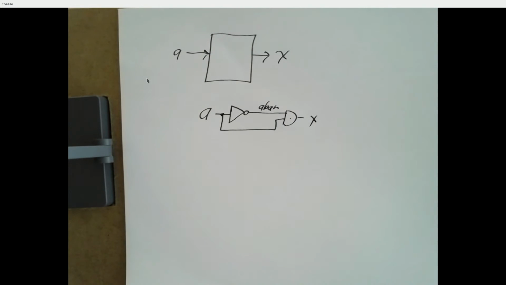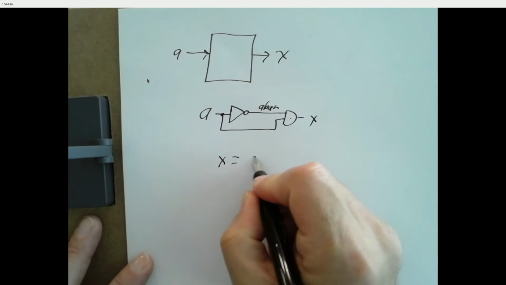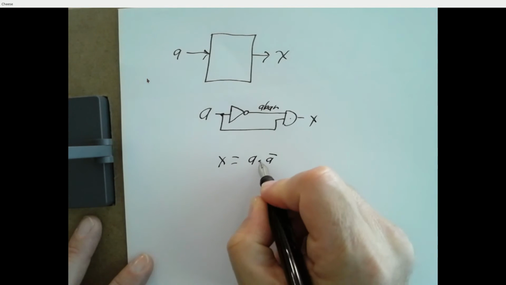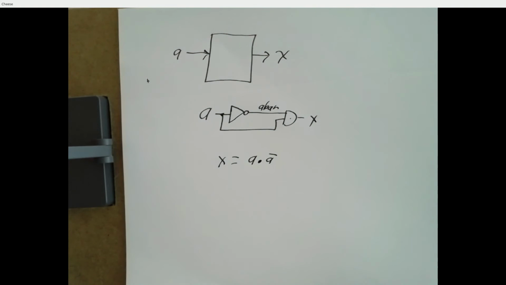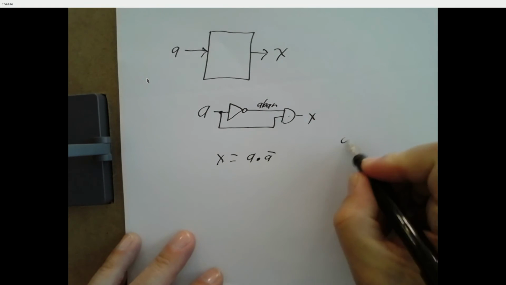So here's what the circuit looks like that we're defining in Verilog. A goes in, x comes out. X is equal to A ANDed with A bar. All right, well, what do we expect x to be equal to for different values of A? It's just 0 all the time. It's always 0, right?